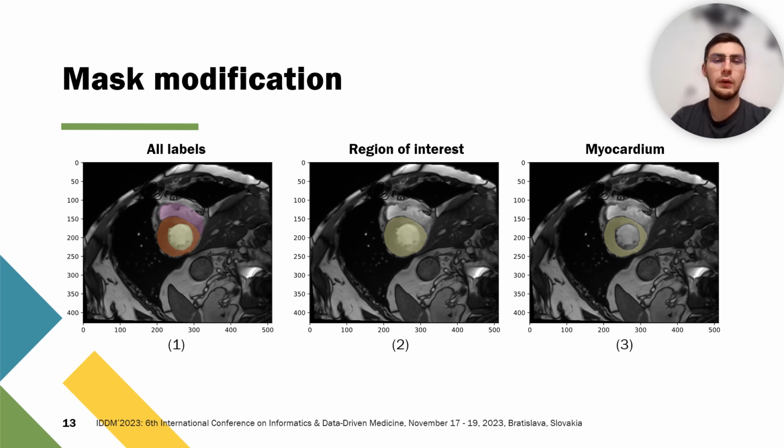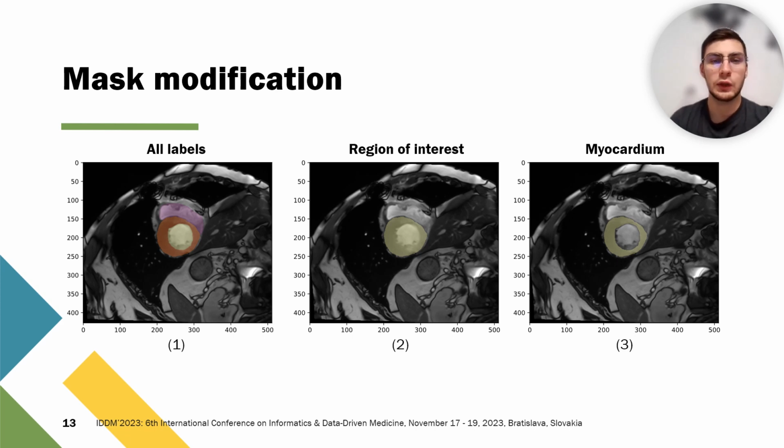But let's talk more about the dataset. The original ACDC dataset has labels for the right and left ventricle and myocardium. You can see the original mask on the first image. Using the original dataset, we created two other datasets. For the first stage, the left ventricle and myocardium segments were united, and the resulting mask we call the region of interest. It is presented on the second image.